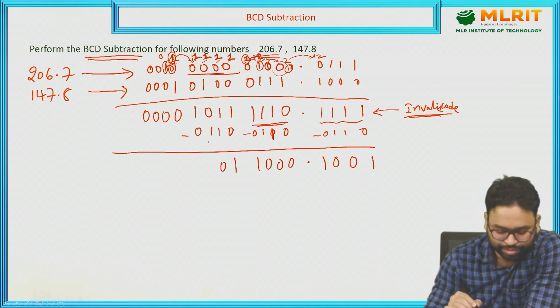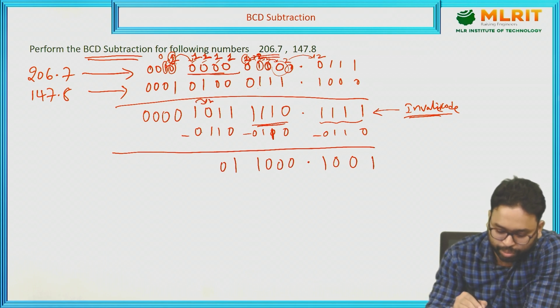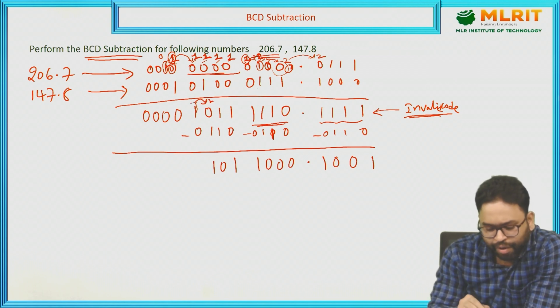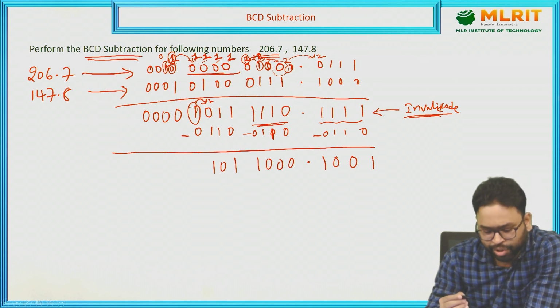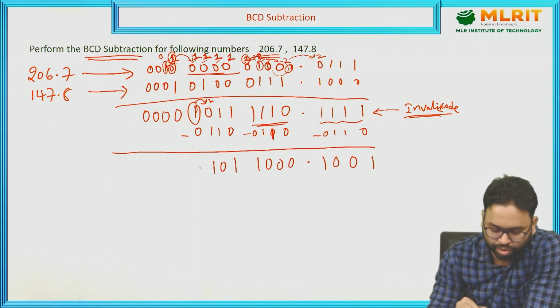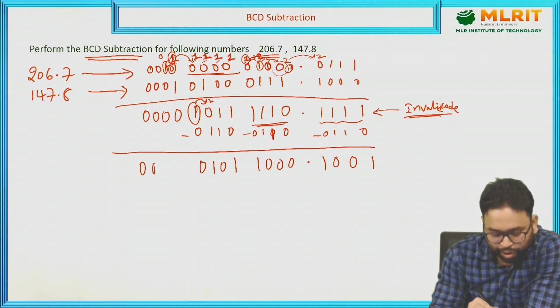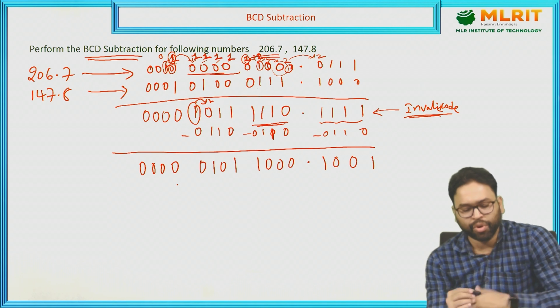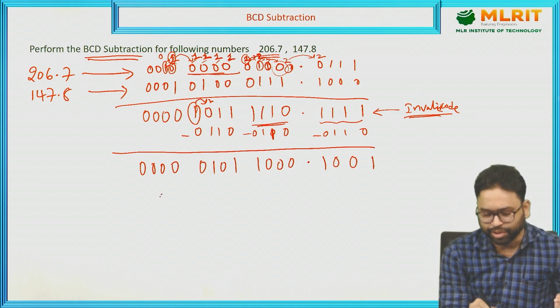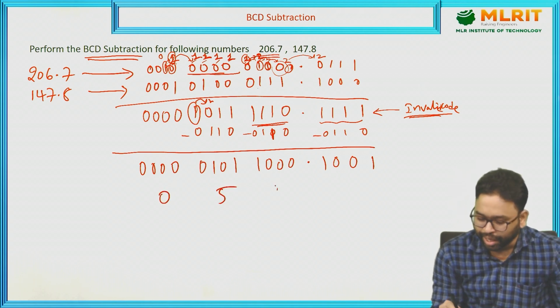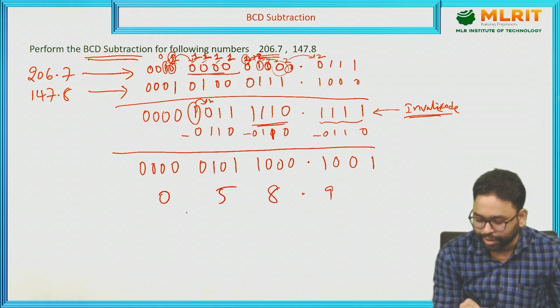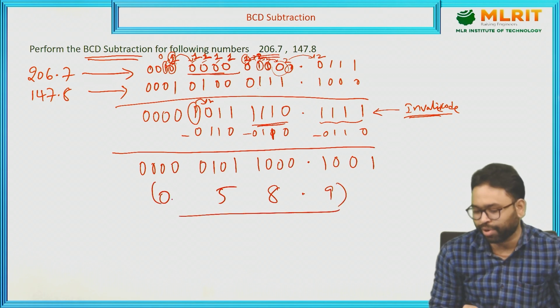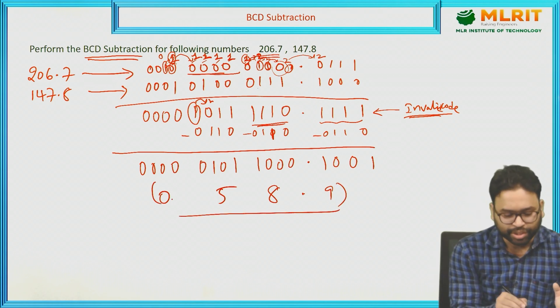0 minus 1, it's not possible. Take the borrow. 2 minus 1, 1. Do we have any value here? The value is already taken as a borrow. That means the 0 value will remain. 0 minus 0, 0. And this value will be written as it is. Now let's try to write its BCD value here. 0, 5, 8.9. This is our resultant subtraction value.